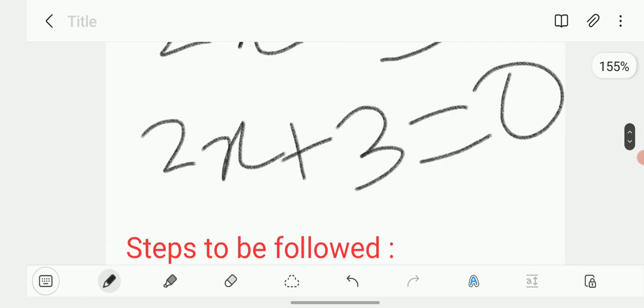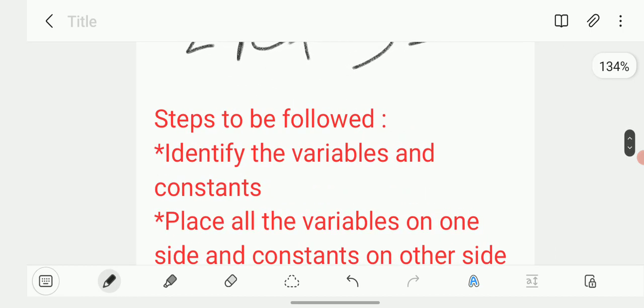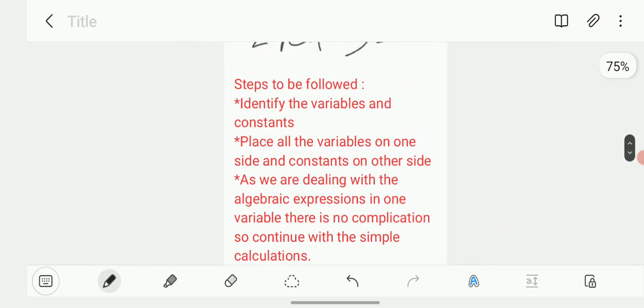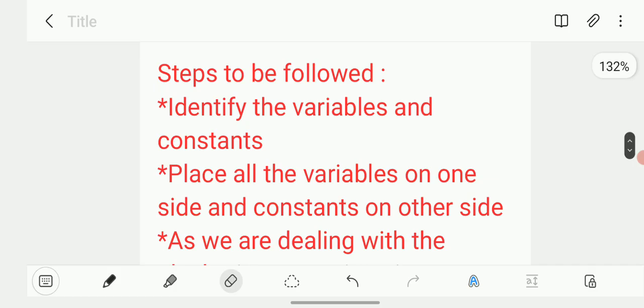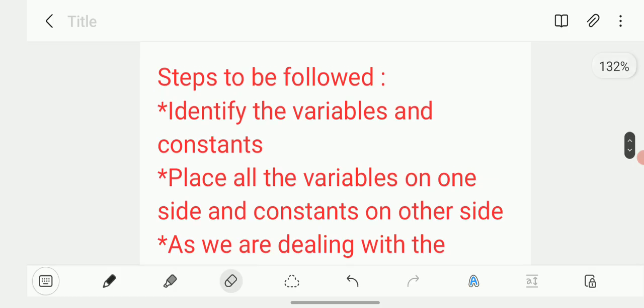Next, we'll discuss how to solve these kinds of equations to get the value of x. Okay, how to solve this? Steps to be followed to solve this kind of problem. First, you need to identify the variable and constants. We should understand the variable and constant.